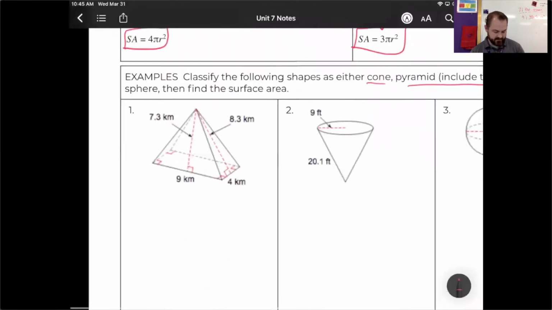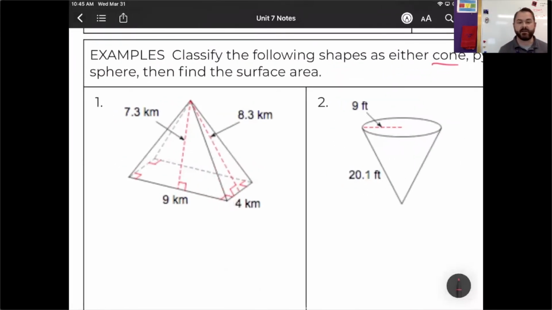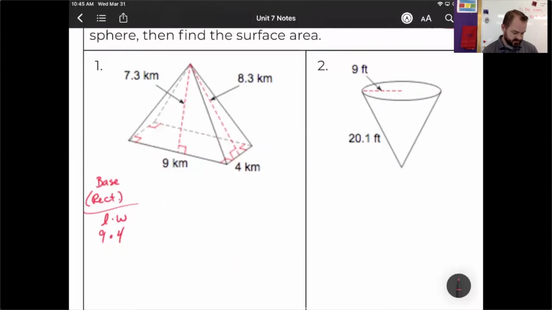So let's go ahead and find the surface area of this rectangular pyramid. Again, like last time, we just want to break it into its individual parts. Okay, well, the base area part, you can even label it as base, okay, or write that it is a rectangle, is length times width, right? Length times width, which would be 9 times 4. So that is 36 square kilometers.